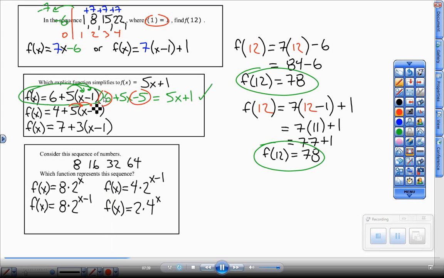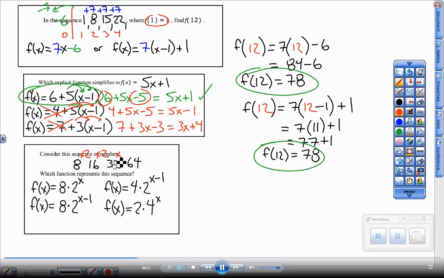They're equivalent. This one doesn't work because when I distribute that 5, I get 5x minus 5. I still have that 4. 4 minus 5 gives me negative 1. More negatives than positives. 4 of these positives cancel out 4 of these negatives, leaving me excess negative 1. That is not the same. The bottom one also is not equivalent. This gives me 7 plus 3x minus 3. And that 7 and minus 3 give me positive 4. That is not equivalent.